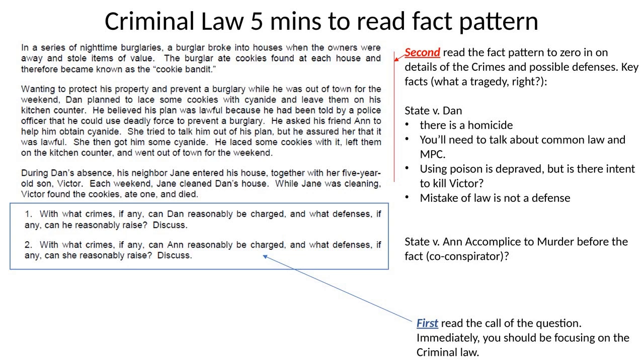Okay, first thing you do is read the call to questions. What crimes, if any, can Dan reasonably charge, and what defenses, if any, can he reasonably raise? What crimes, if any, can Anne reasonably charge, and what defenses, if any, can she reasonably raise?